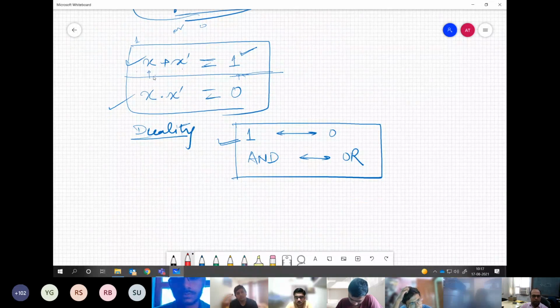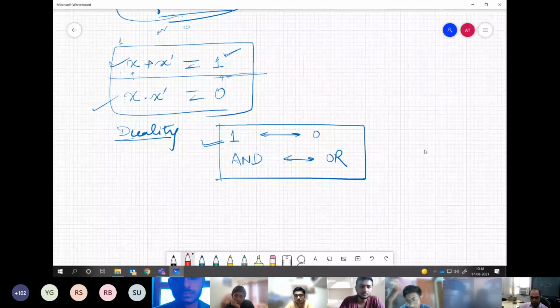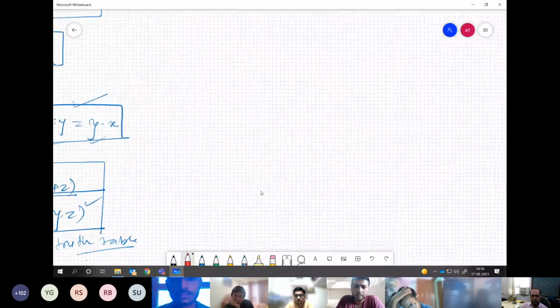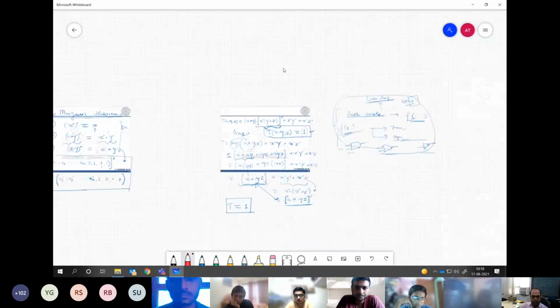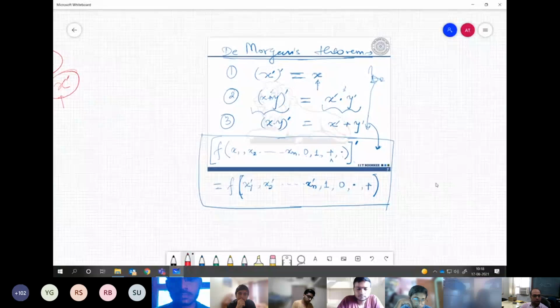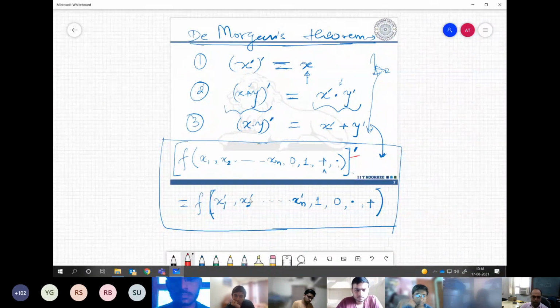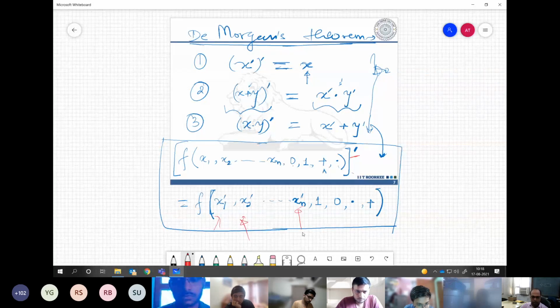Another identity we have understood is that if we add any variable to its complement, the result is always 1, and if we take the product of a variable and its complement, it is always 0. With this we understood duality. Duality basically means that if you are representing a function with some variables and operations, and you have to take the complete NOT of that function, then you can replace all the existing variables, numbers and operations with their corresponding duals.